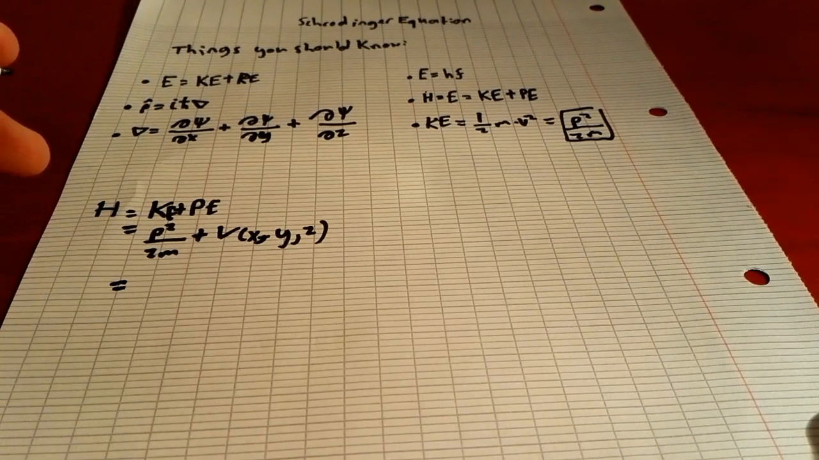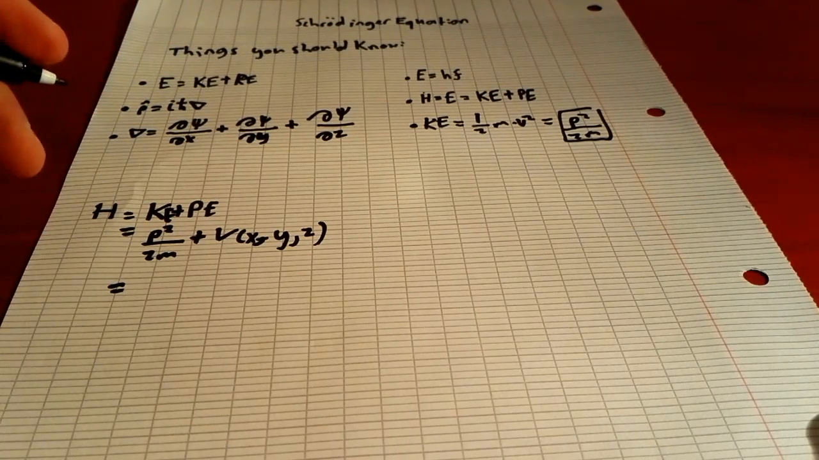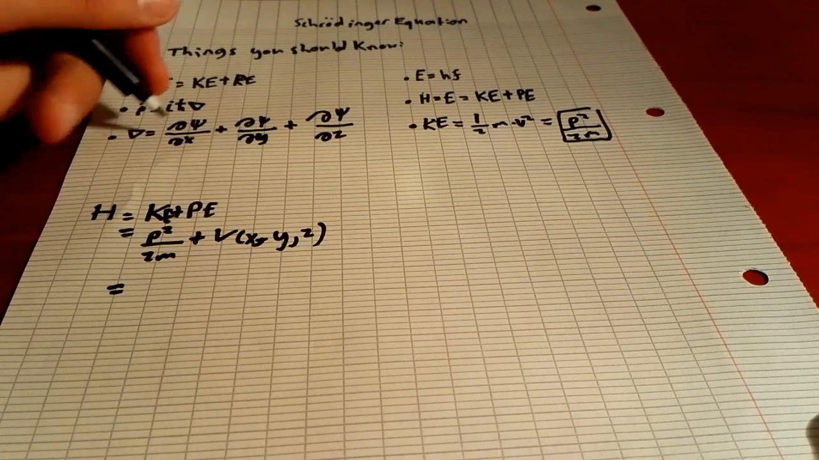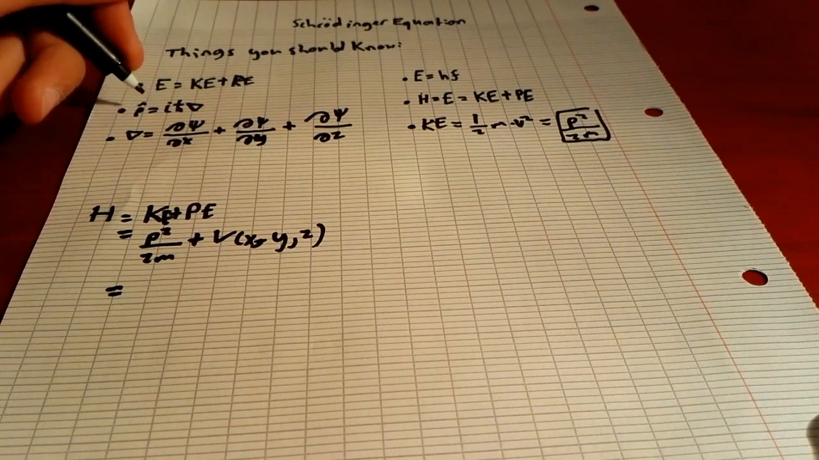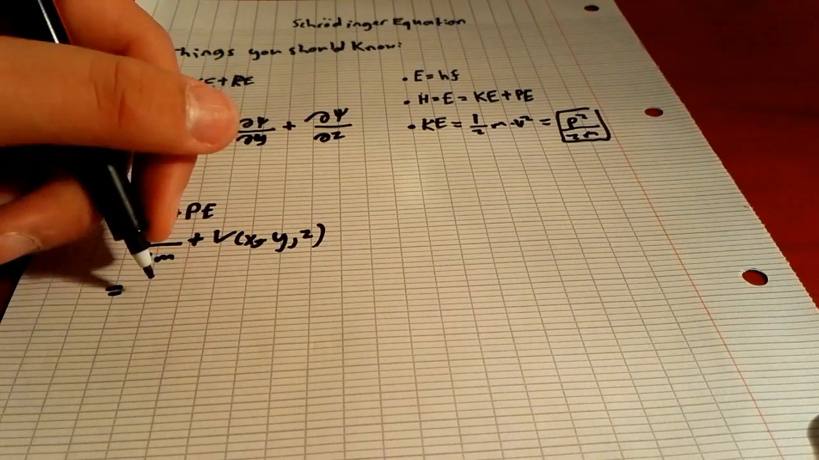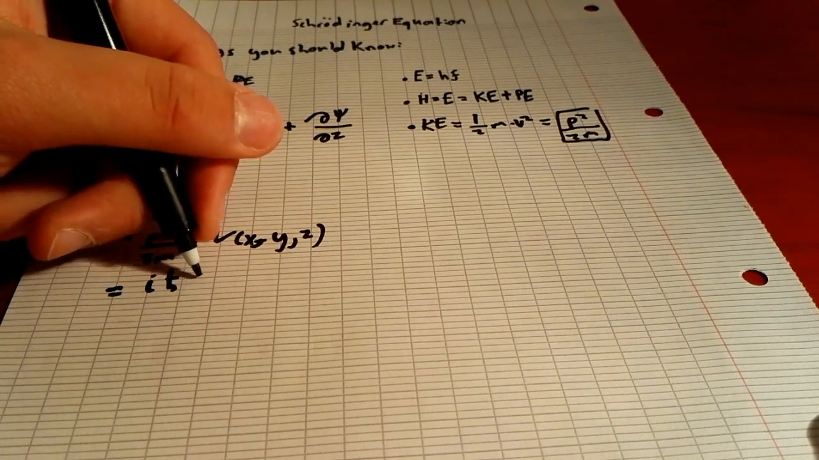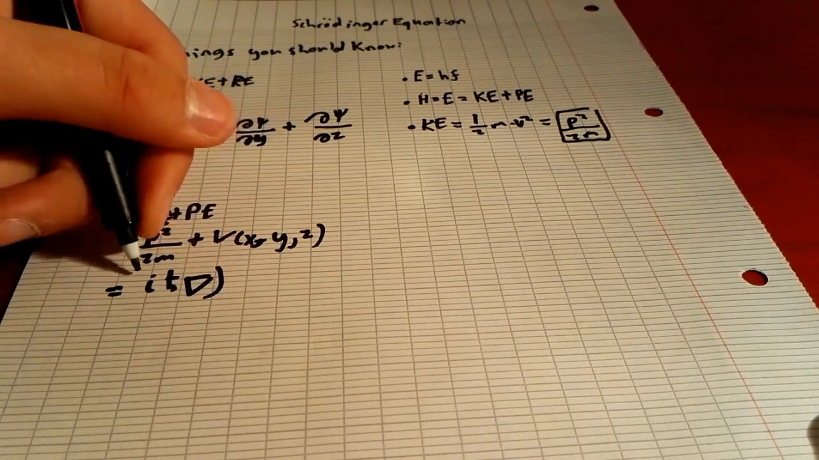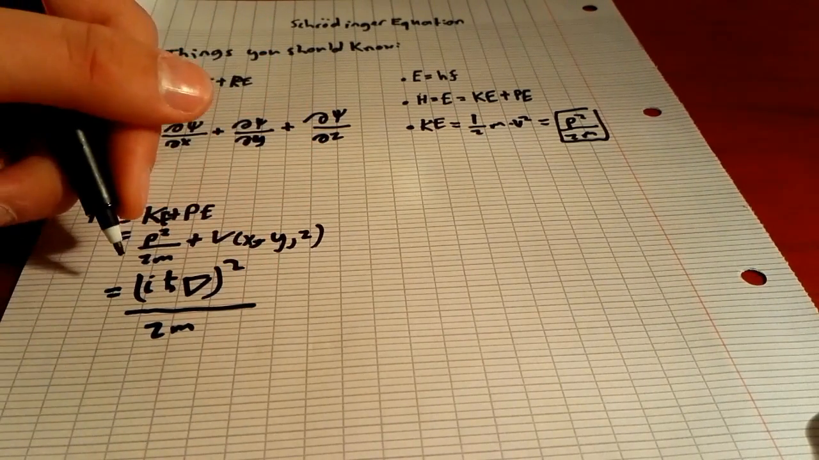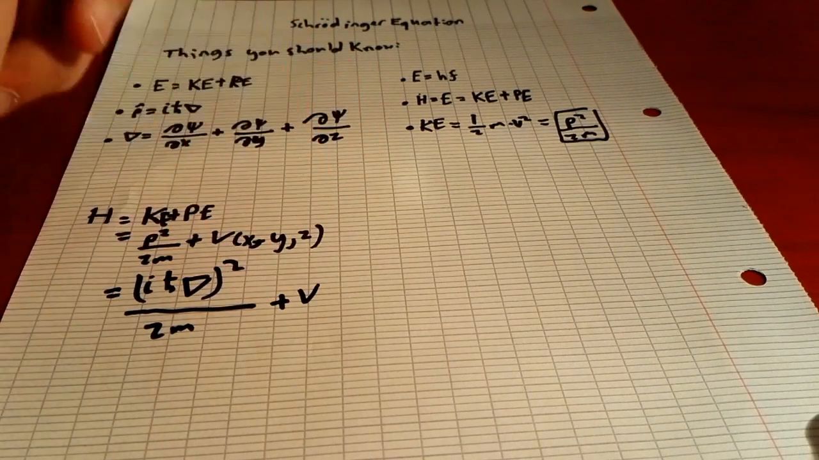We want to move on to quantum mechanics because the Schrödinger equation describes quantum mechanics, the wave function, which is a quantum mechanical function. So let's replace p with a little hat, the momentum operator. So i h bar multiplied by the gradient, all of it squared, over 2m plus v.